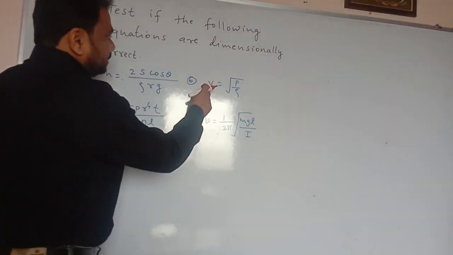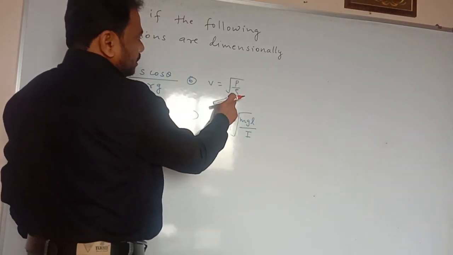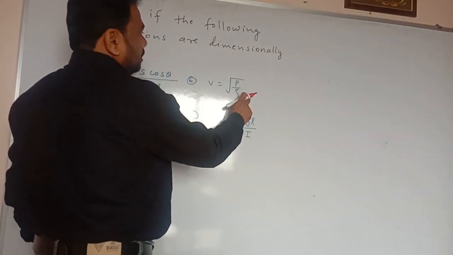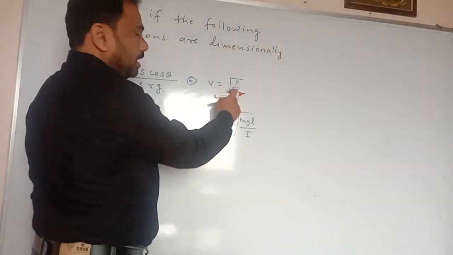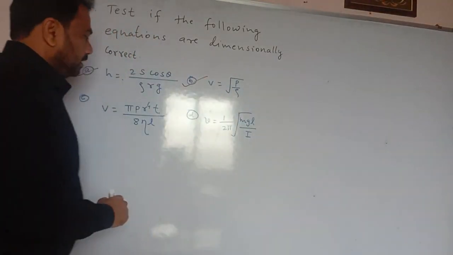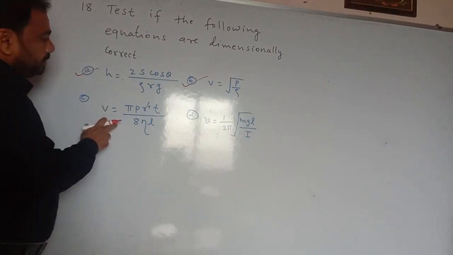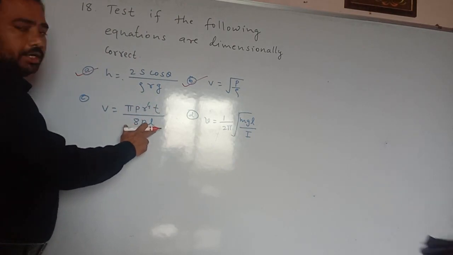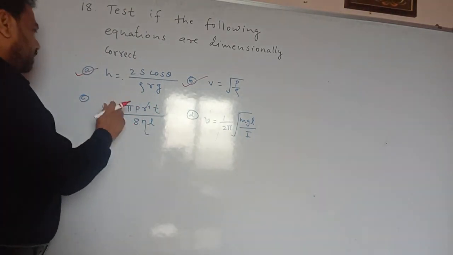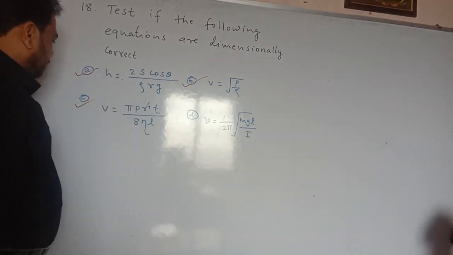The second equation is velocity v = √(p/ρ). We solved this equation also and it is dimensionally correct. In our previous lectures we have seen that volume V = π p r⁴ t / (8 η L). This equation is also dimensionally correct, which we proved.